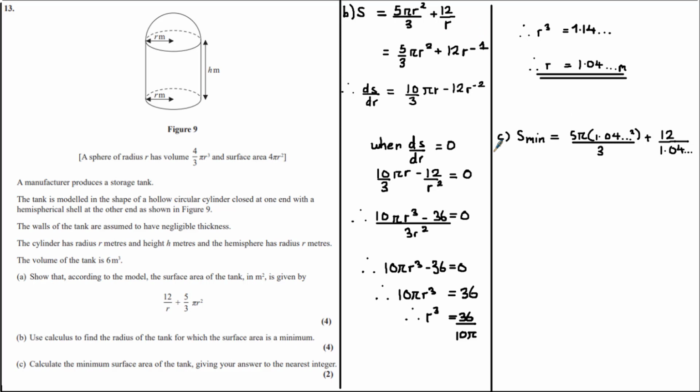And therefore the minimum surface area S min is equal to 5 pi times 1.04 all squared, so just subbing this value in and squaring it as per the equation, divided by 3 plus 12 over r, which is equal to 1.04 and so on. Subbing this into our calculator, we get 17.20 and so on. And as we've been asked to round to the nearest integer, it follows that the minimum surface area is equal to 17 meters squared rounded to the nearest integer.